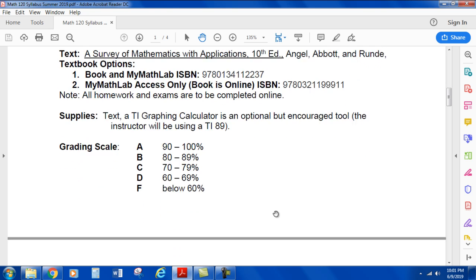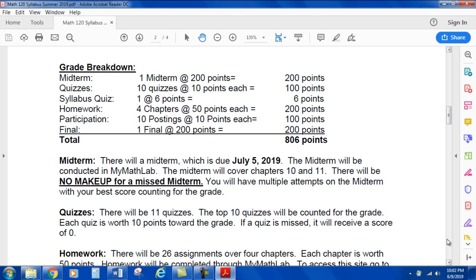The grading scale is A, B, C, D, F. The grade breakdown is: midterm, 1 midterm at 200 points. Quizzes, 10 quizzes at 10 points each for 100 points. Syllabus quiz, 1 at 6 points for 6 points. Homework, 4 chapters at 50 points each for 200 points. Participation, 10 postings at 10 points each for 100 points. And the final, 1 final at 200 points for 200 points. For a total of 806 points.